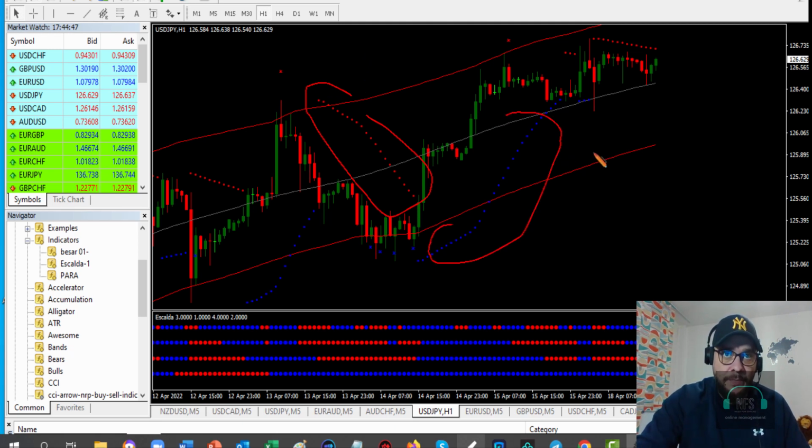They provide stop and reverse dots that are aligned above and below price. Trades are triggered by a switch of these parabolic SAR dots. We have a BSAR 01 indicator. This is the channel indicator with red bands. These bands define take profit targets.